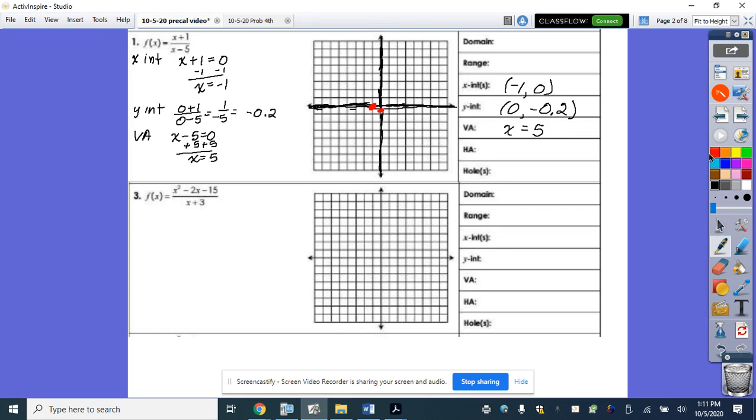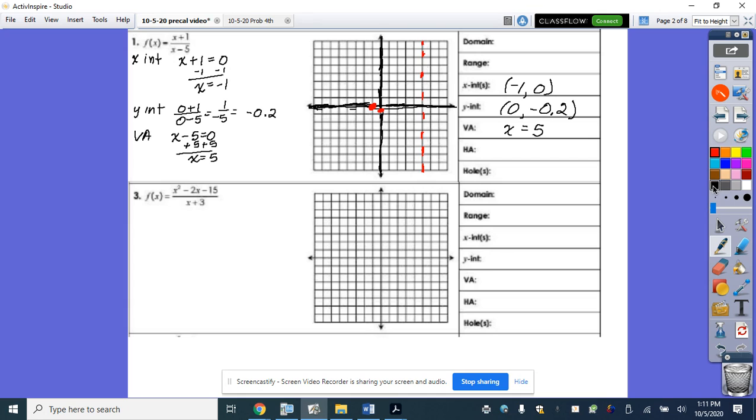So that means that I cannot go across x equals 5. So there's 1, 2, 3, 4, 5. So this is it right here. I can't go across this line right here at x equals 5. And if you think about it, that makes sense because the denominator cannot be 0, and if you put 5 in there, it's going to be 0.